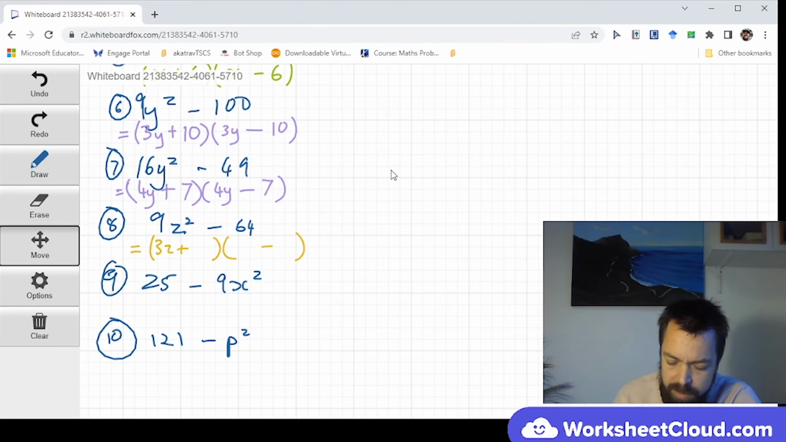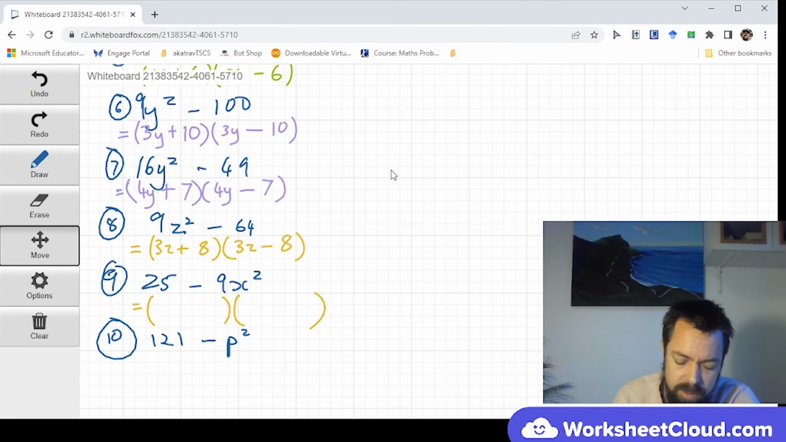3, square root of z squared is z, so 3z. Square root of 64 is 8. 8. 25 and 9x. 25 is a square, 9 is a square, x squared is an x. X squared is a square.